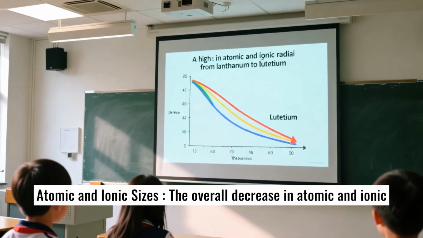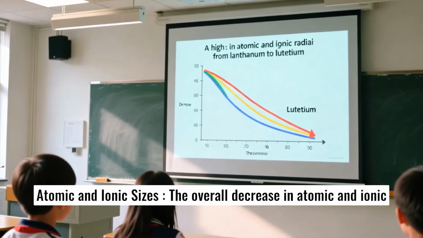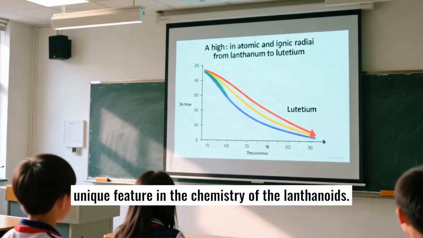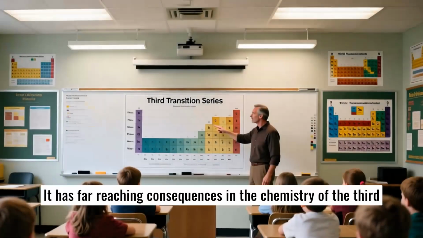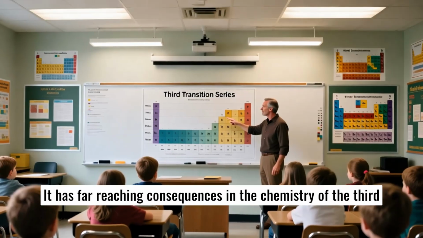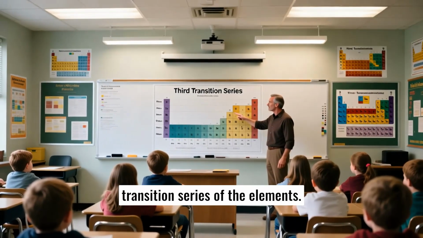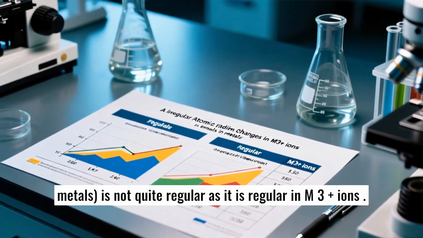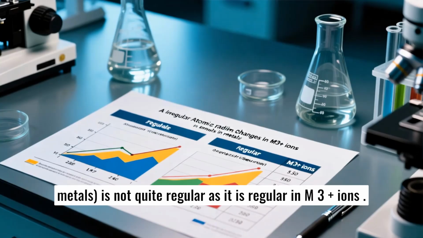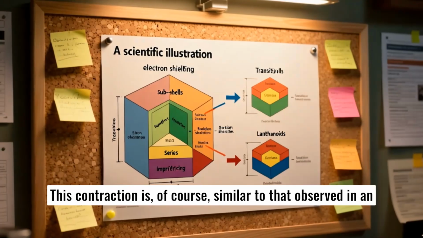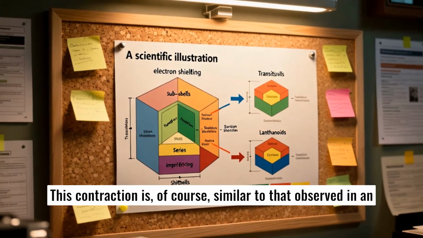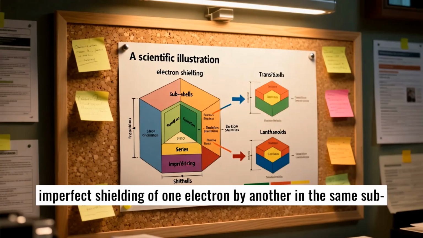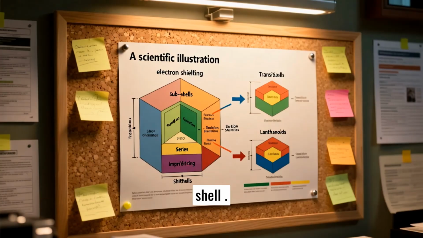Atomic and ionic sizes. The overall decrease in atomic and ionic radii from lanthanum to lutetium, the lanthanoid contraction, is a unique feature in the chemistry of the lanthanoids. It has far-reaching consequences in the chemistry of the third transition series of the elements. The decrease in atomic radii, derived from the structures of metals, is not quite regular as it is in M3+ ions. This contraction is, of course, similar to that observed in an ordinary transition series and is attributed to the same cause, the imperfect shielding of one electron by another in the same subshell.